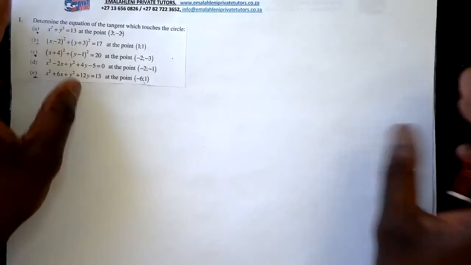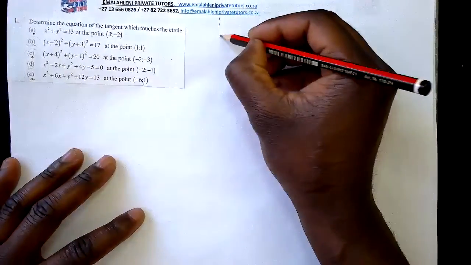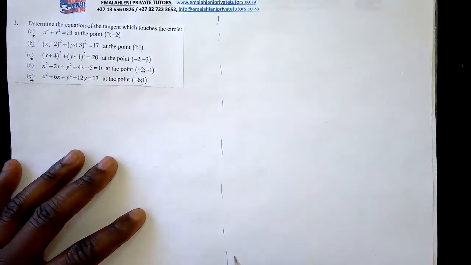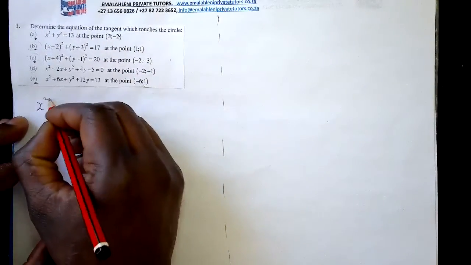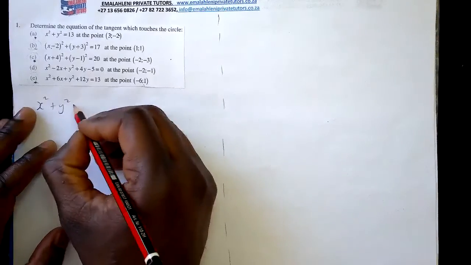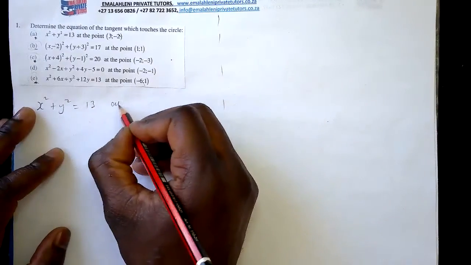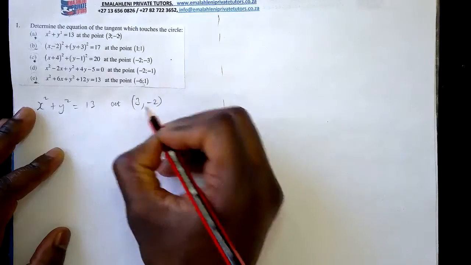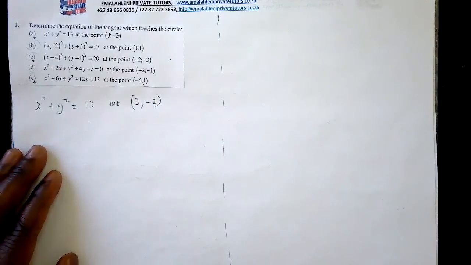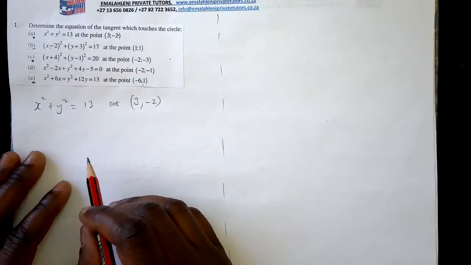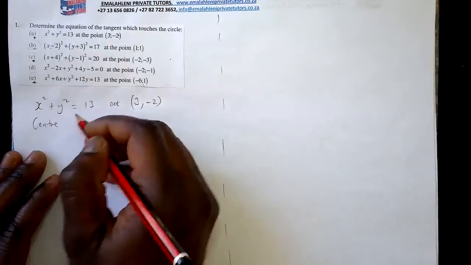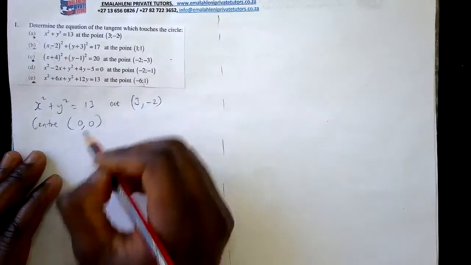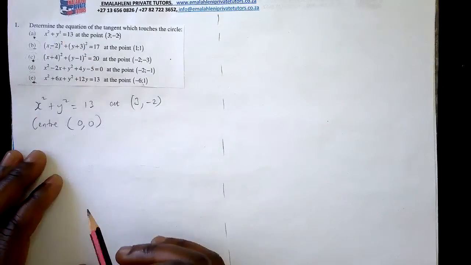Okay, now let's move on and try some questions similar to that, where we are supposed to find the equation of the tangent. We are told to determine the equation of the tangent which touches the circle. We're going to start with the first one here, x squared plus y squared is equal to 13 at 3 and negative 2. So what do we do now? We want to find the equation of the tangent. What is the coordinate? We know that for the coordinate of the center, it should be 0, 0. So the coordinate is the origin. If it is in this form, it means that the center is the origin.